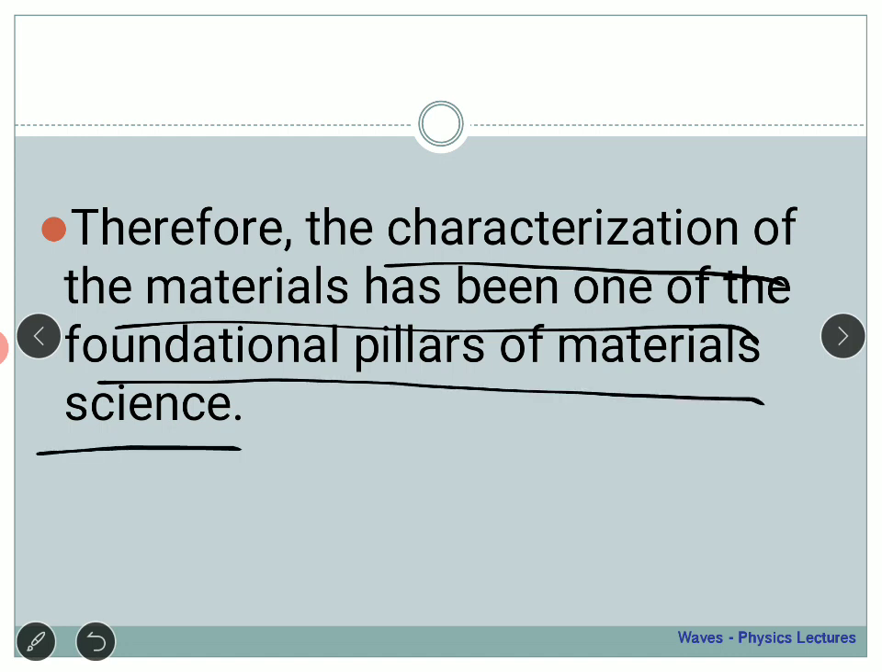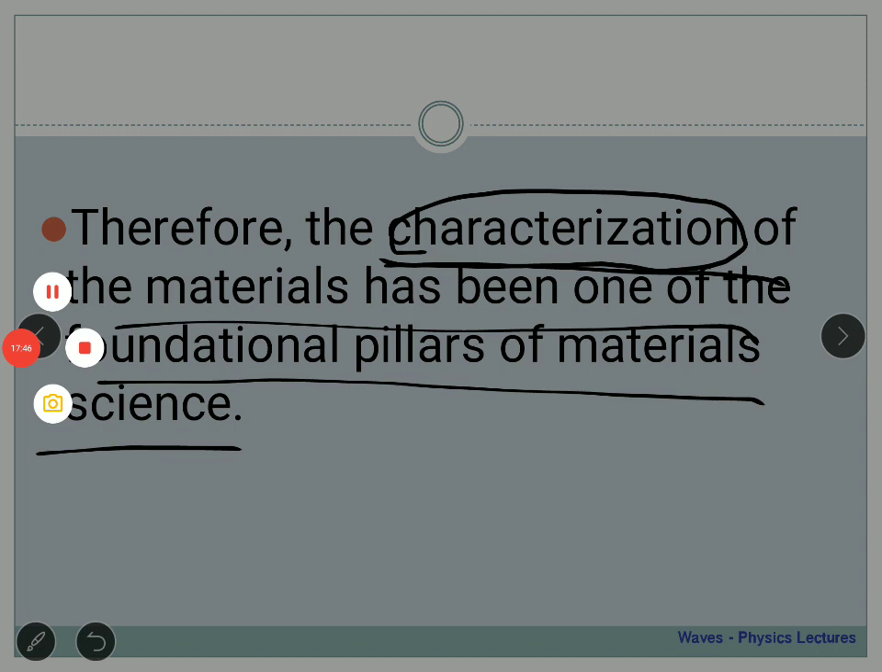So the conclusion is that characterization of materials has been one of the foundation pillars of material science. If today we are talking about material science and its progress in society, that's because we have a lot of characterization techniques, and we can use them to understand the material and how it behaves in different environments. Okay, so that's all for today.